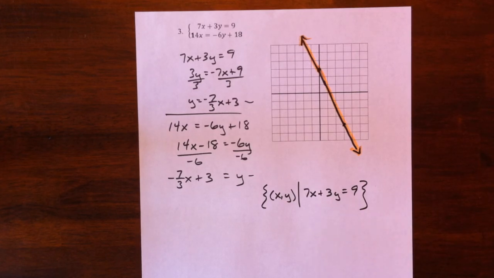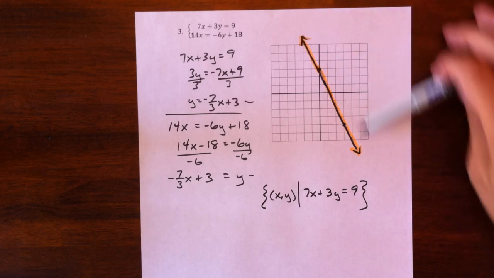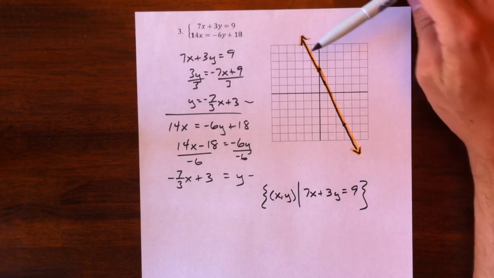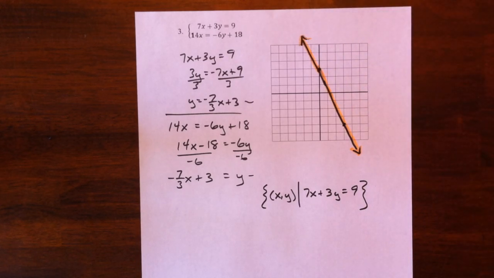Okay, and that's how you indicate that there are an infinite amount of points that make both those equations true. Okay, hopefully that makes sense, and that's how you graph systems of equations.